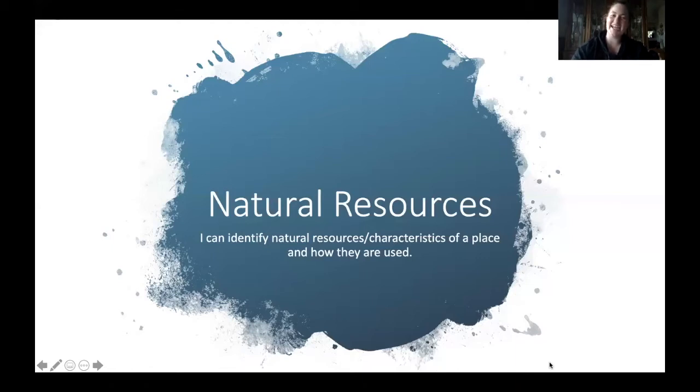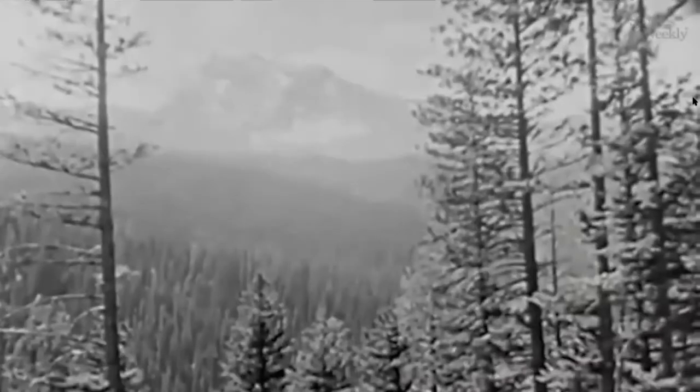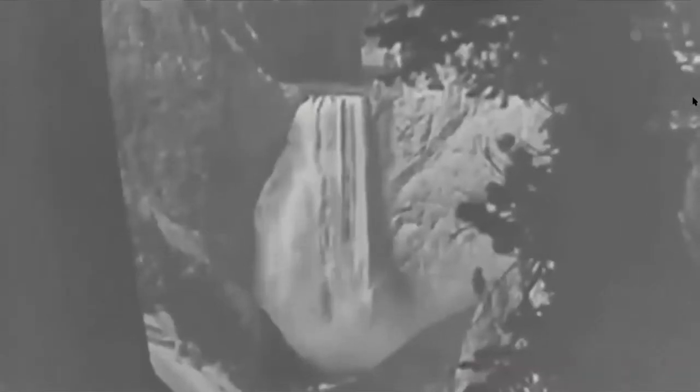Hi, first grade. Today, for social studies, we are going to be learning about natural resources. Our target says I can identify natural resources or characteristics of a place and how they are used. Well, Miss Lime, what is a natural resource? Natural resources are things found in nature that people can use.